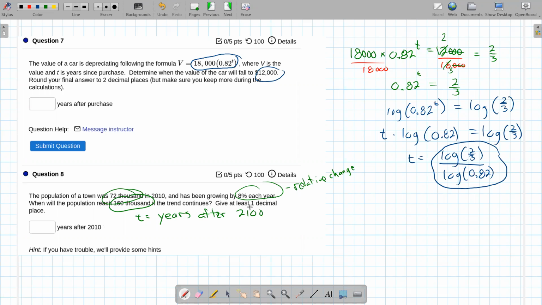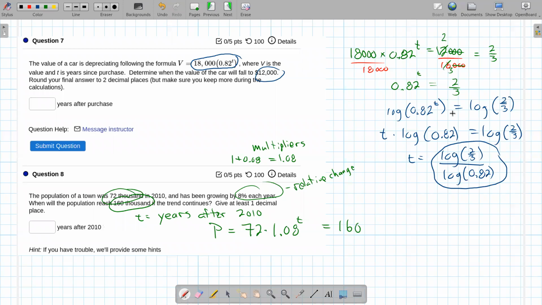Oops, numbers, digits in the wrong order. That's better. If 8% is the growth rate, then 1 plus 8% as a decimal is my growth multiplier, 1.08. Right? That's what we call the multiplier. Now notice I'm starting with 72,000, I'm ending with 160,000. So I'm just going to ignore the thousands and say my formula for the population is 72 times that 1.08 to the power t years after 2010. And I want to know when that is equal to 160.